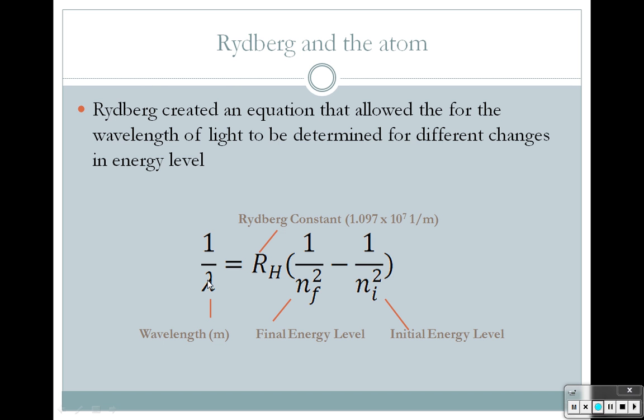1 over lambda, or 1 over wavelength, equals the Rydberg constant. R sub H is the Rydberg constant. It's 1.097 times 10 to the 7th 1 over meters, multiplied by 1 over n sub f squared, where n sub f is the final energy level, minus 1 over n sub i squared, where that's the initial energy level. I know that's a lot to take in, but let's do some examples so that you can see how this all relates.